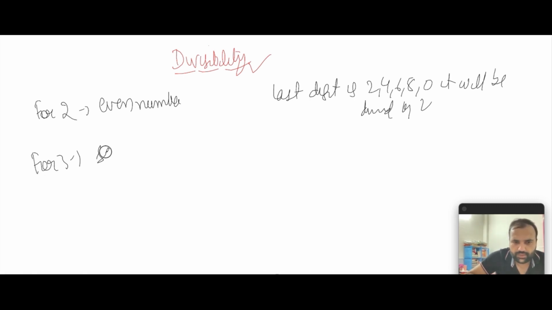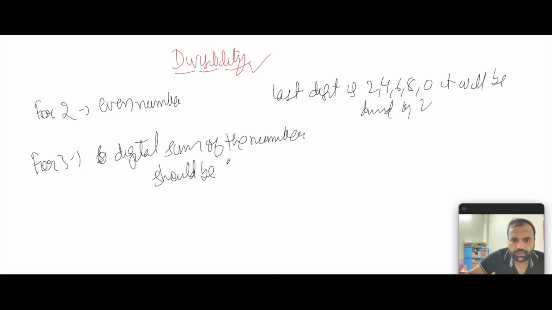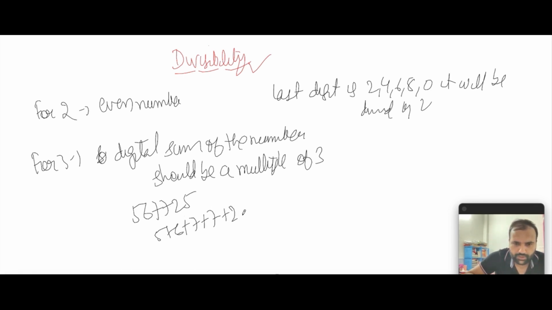For 3, the digital sum of the number should be a multiple of 3. For example, you have 567725. Just add 5 plus 6 plus 7 plus 7 plus 2 plus 5: 5, 11, 18, 25, 27, 32. So unfortunately it will not be divisible by 3.